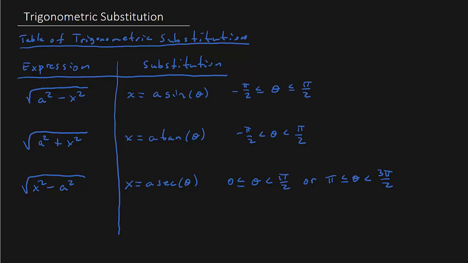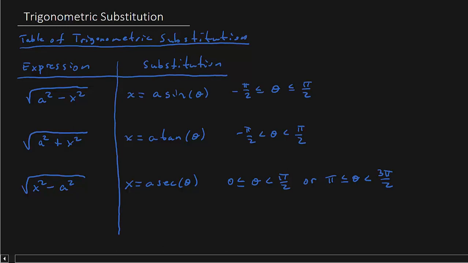Alright everybody, what's up? In this video we're going to learn how to integrate using trigonometric substitution. So the first thing that we've got to do is we've got to know this table here. If we have an expression of square root of a squared minus x squared, we're going to use the substitution x equals a sine theta, where theta is between negative pi over 2 and pi over 2. And if we have the square root of a squared plus x squared, we're going to use the substitution x equals a tangent theta, where theta is between negative pi over 2 and pi over 2.